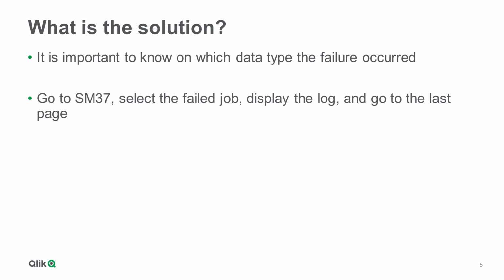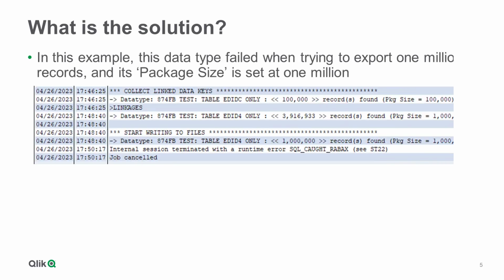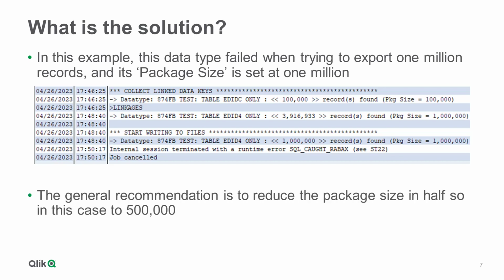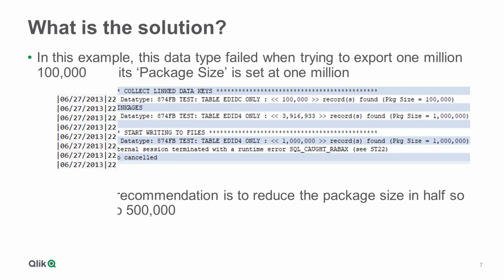Go to SM37, select the failed job, display the log, and go to the last page. In this example from Qlik's test system, this data type failed when trying to export 1 million records, and its package size is set at 1 million, and so it must be lowered. The general advice is to reduce the package size in half, so in this case to 500,000.